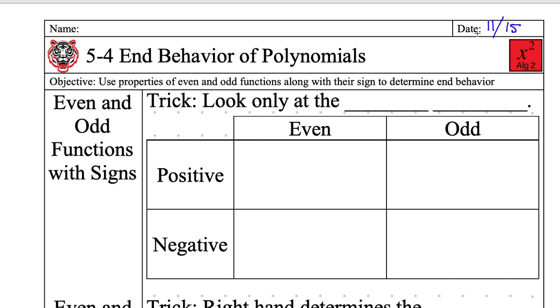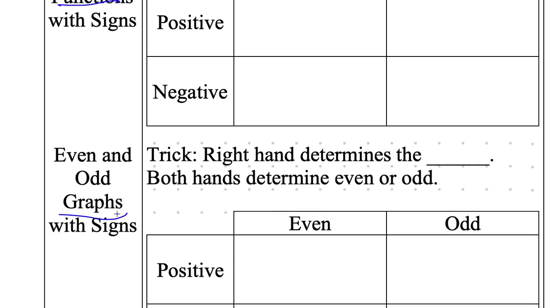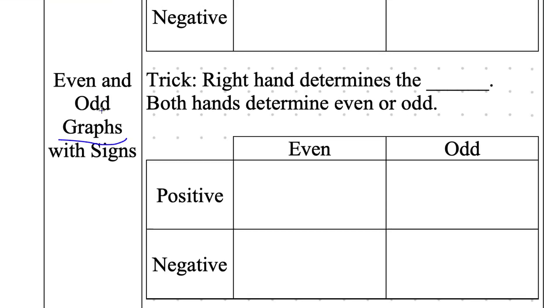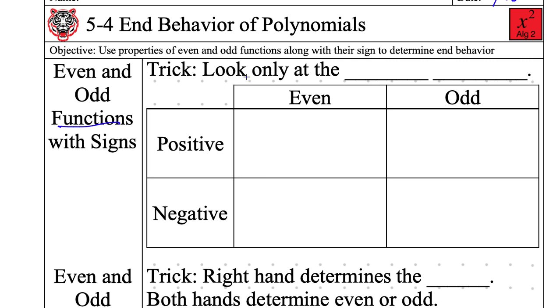So let's make a quick little chart of what's going to happen in terms of the functions. Down here, we're going to make a chart of their graphs. Notice the difference between functions, graphs, functions, graphs, functions. All right, so the trick here is to look at the leading coefficient.